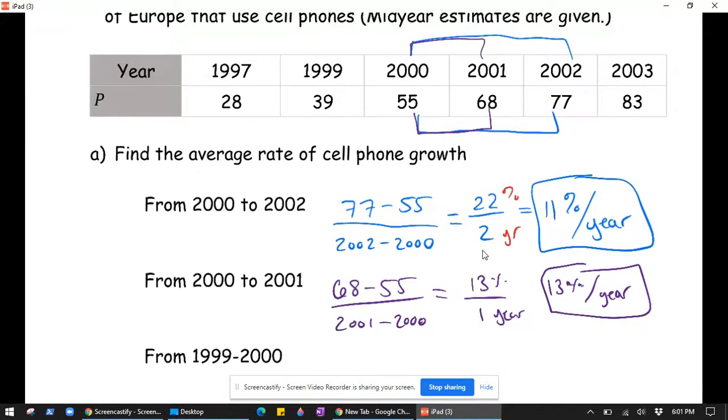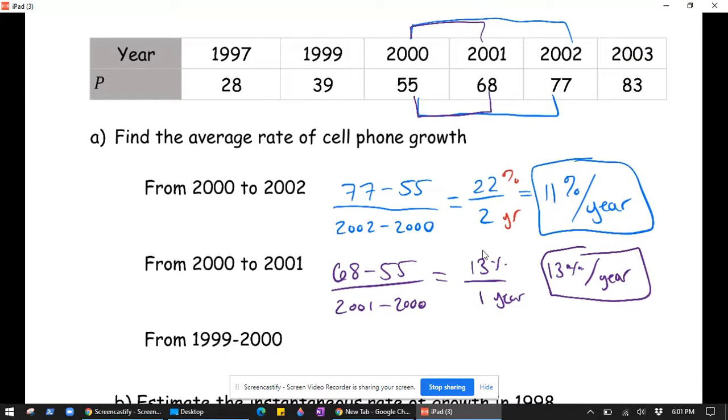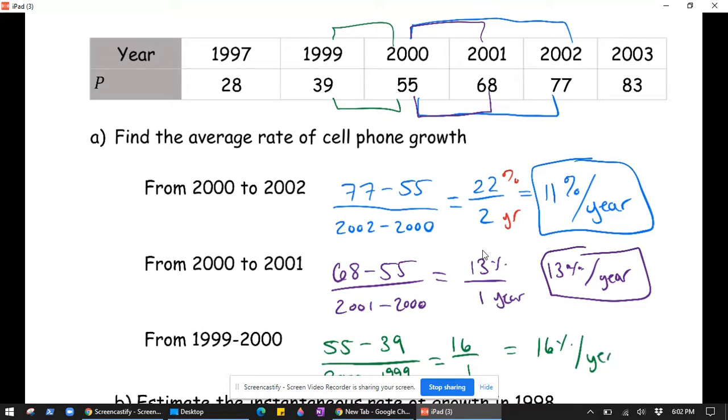1999 to 2000, one more example. So again, we find the slope of the secant line there. It's a change of 55 minus 39 percentage points divided by a change in time. And so that is 16 divided by 1, so 16% per year. So those are all average rates of change.